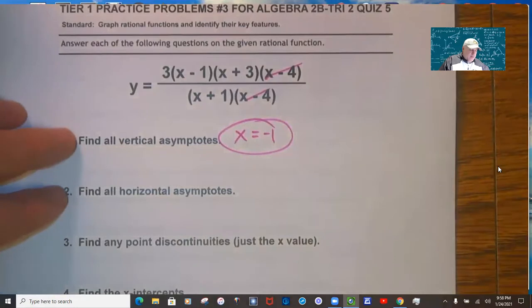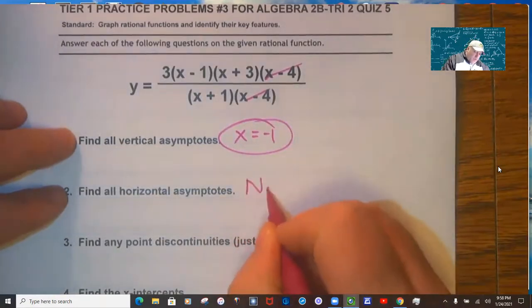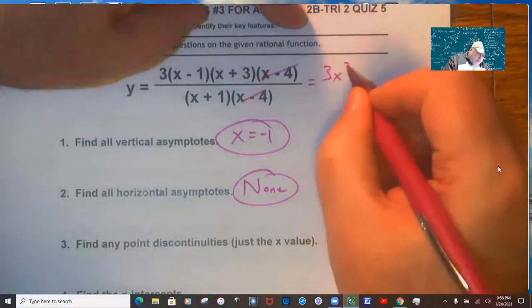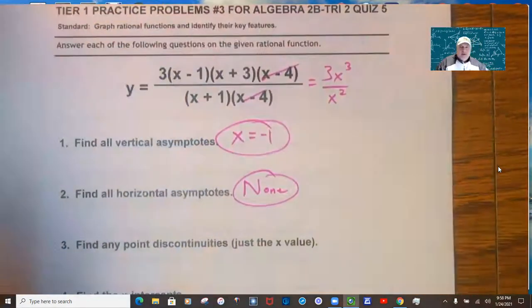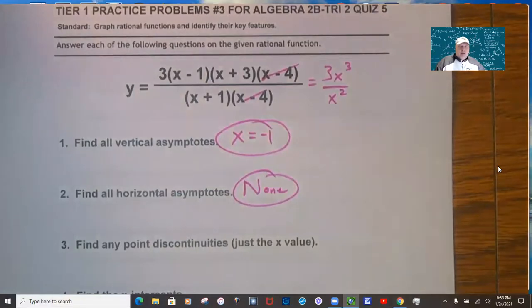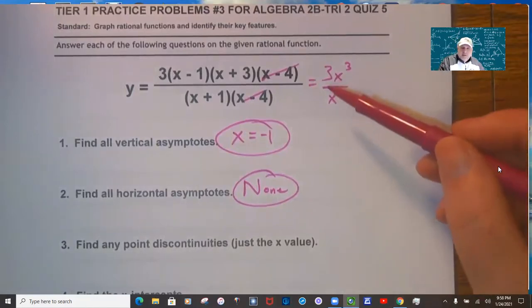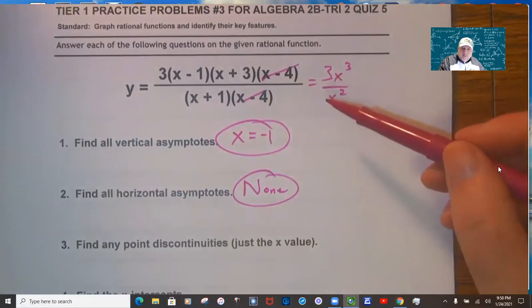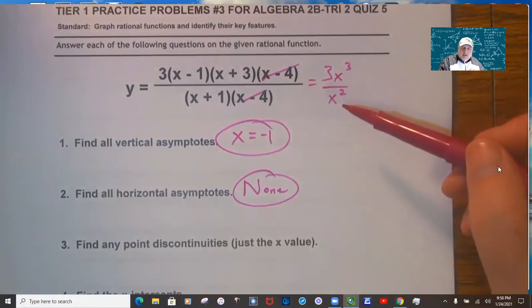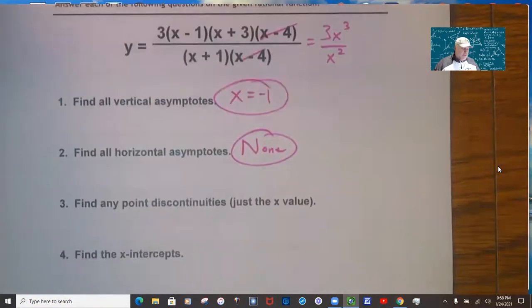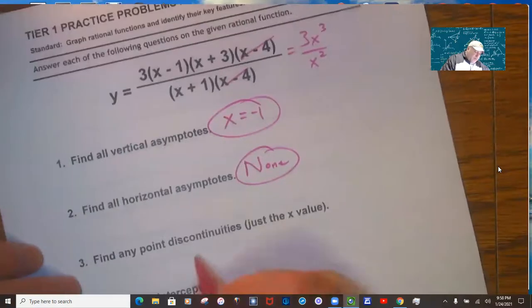Horizontal asymptote. So again, there's going to be none. Why? Because the power, so if we multiplied all this out, the power in the numerator is greater by 1. So whenever it's greater, you're done. There's no horizontal asymptote. Okay, if it was equal, if the powers were equal, we'd take the ratio of the coefficients. And then if it was greater in the denominator, the highest power, then it would be automatically 0, the x-axis. X equals 4 on this one.